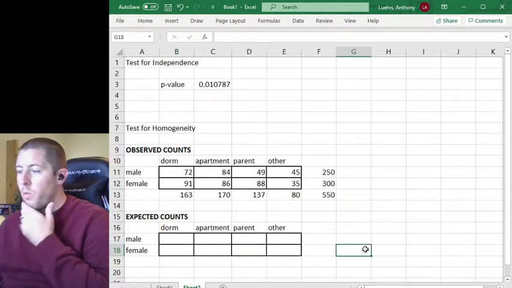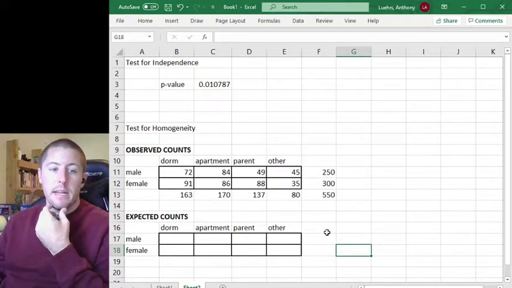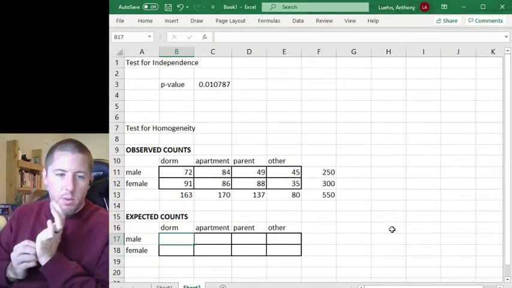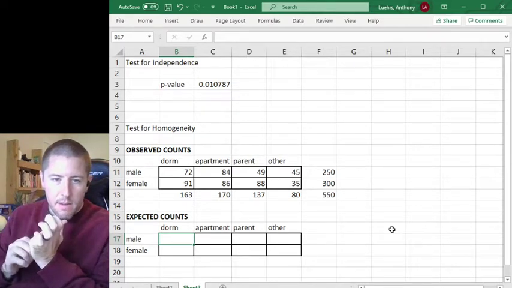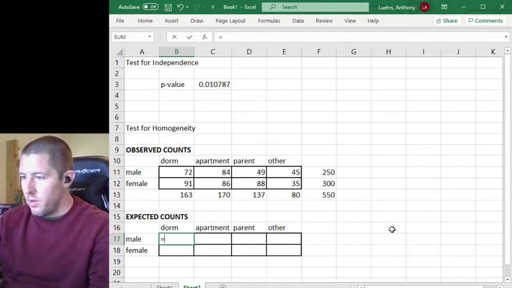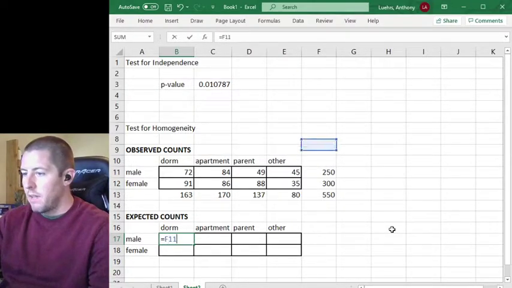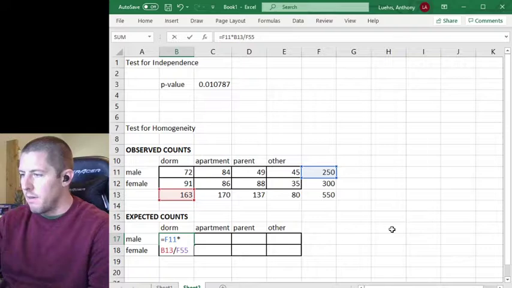All right. So what we want to do now is compute this expected value as the row total times the column total divided by the total total. There's probably a pretty slick way that we could do this in Excel. Let's see if this works out for us. For this one, my row total should be F11, times my column total, which should be B13, divided by my total, which should be F13.